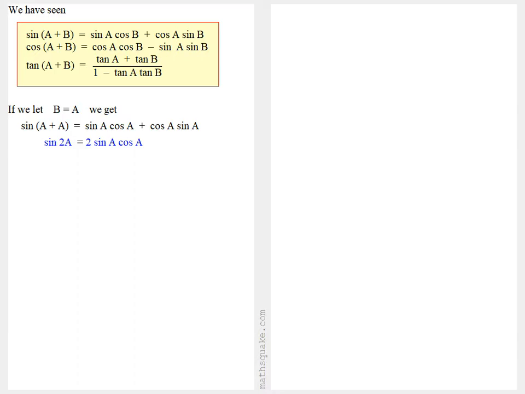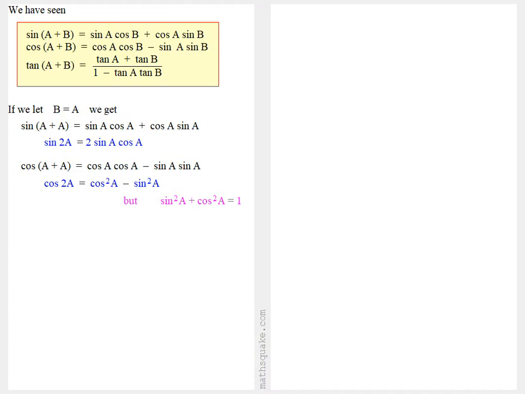Now we can do the same with the cosine formula. If we let b equal a, we get the cosine of a plus a is the cosine of a times the cosine of a minus the sine of a times the sine of a. In other words, the cosine of 2a is equal to the cosine of a all squared minus the sine of a all squared. Cos 2a equals cos squared a minus sine squared a.